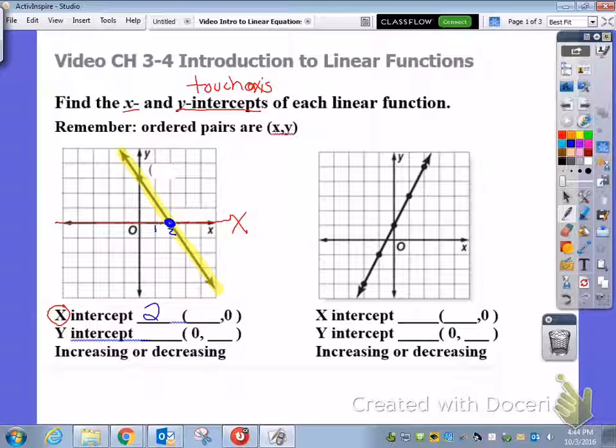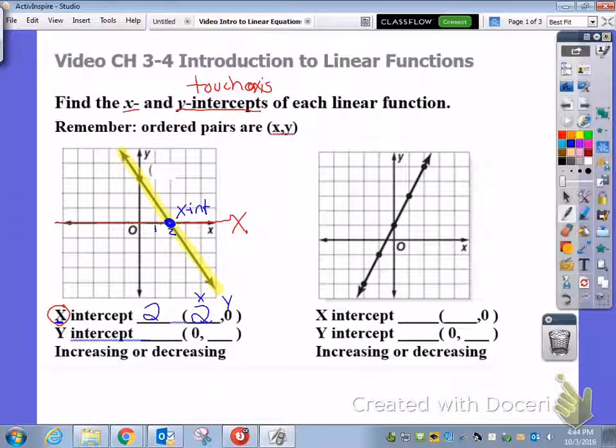Now remember, your ordered pair is always x, y, so the 2, since it's on the x-axis, will go in the 2 spot. So it's 2, 0. Intercepts always have a 0. If it's x-intercept, you put the number in the x-coordinate, and the y-coordinate would be 0. So I'm going to label this as well the x-intercept, right?